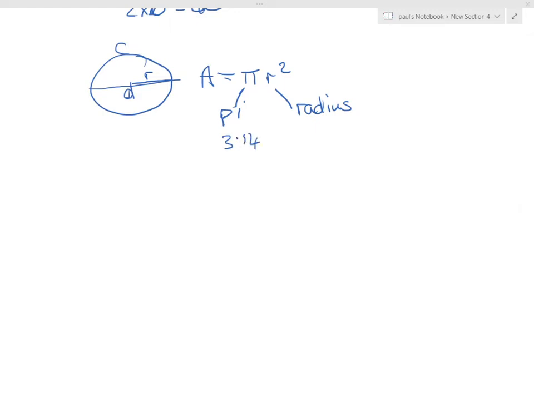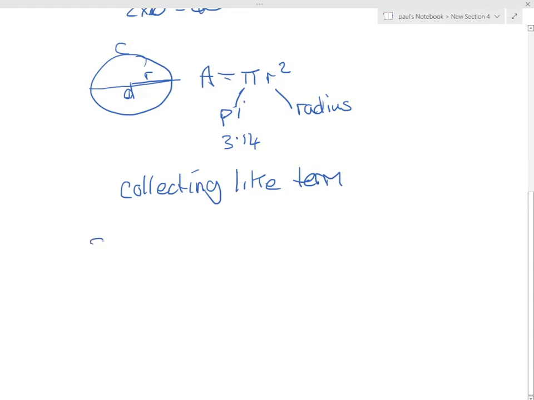Okay. So now the first thing we're going to do is collecting like terms. And what is a term, first of all? 2x plus 3y plus 4z plus 10 minus 10. These are terms. There's a term, there's a term, there's a term, there's a term. It's a component within an expression or a formula. The pi r squared would be a term because it's all together. But this is what we're looking for.